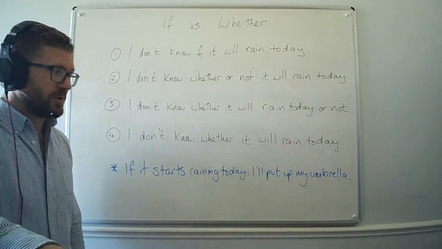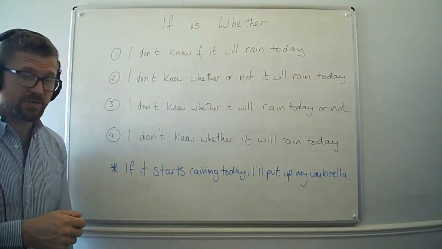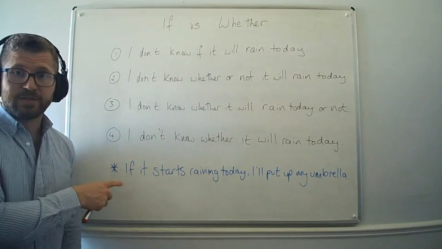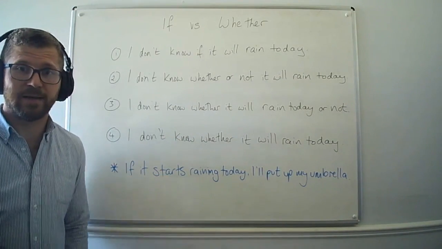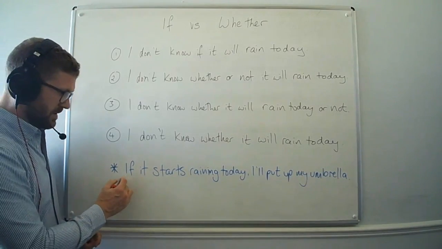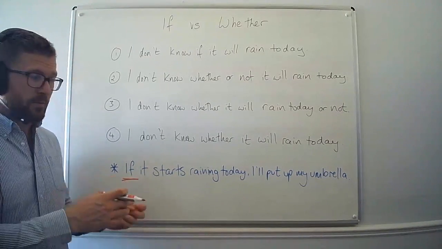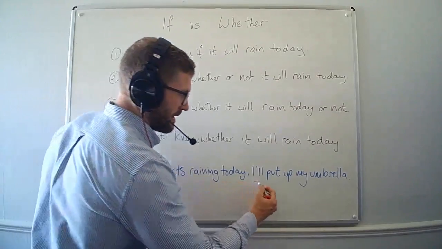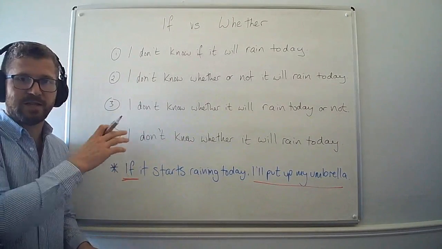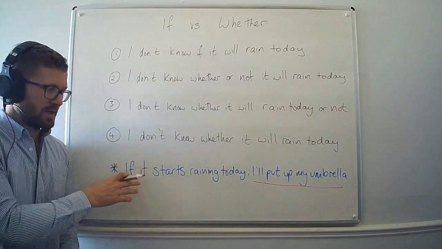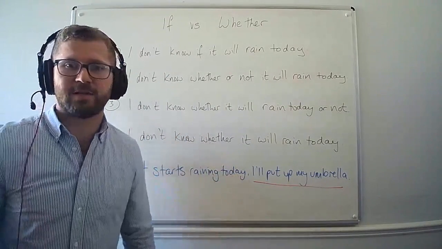You can use the word if, but it needs to be used in a slightly different context. As you can see with this extra example down at the bottom here, if it starts raining today, I'll put up my umbrella. You've got this if here, and we set up a scenario, and then later on we get a consequence. You can use the word if, it's called an if-then clause. If it starts raining, then I'll put up my umbrella.